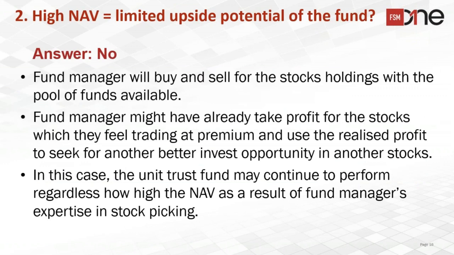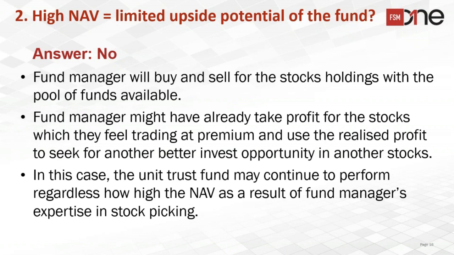So this is the second misconception. In unit trust investment, the fund manager will buy and sell stock holdings with the pool of funds available. As you all know, the appreciation of the underlying stock price will contribute to the increase of the NAV. So the fund manager might have already taken profit on a stock which they feel is trading at a premium, and use the realized profit to seek another better investment opportunity in another stock counter. For example, if a fund manager bought Public Bank stock 3 years ago, and the share price already went up by 50%, the 50% gain is already reflected in the unit trust fund NAV as well.